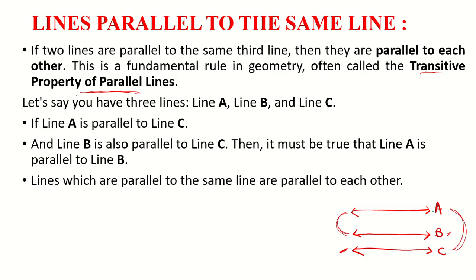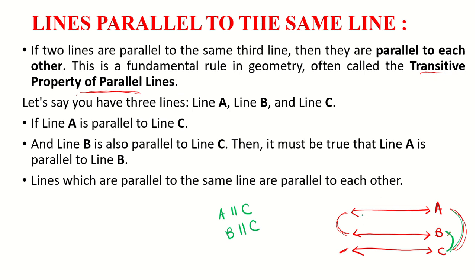So, this is your line A which is parallel to line C, and this is your line B which is parallel to line C. Okay, line A is parallel to line C and line B is parallel to line C. Then it must be true that line A is parallel to line B. Okay, so this is one property, we call it the transitive property of parallel lines.